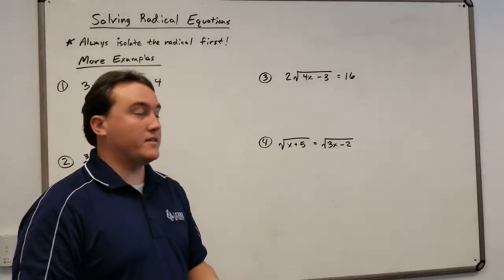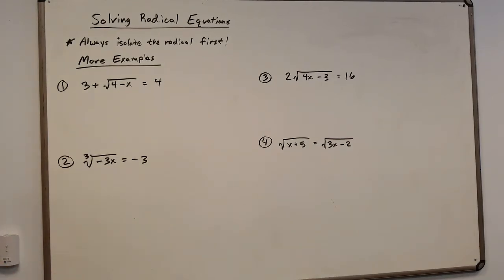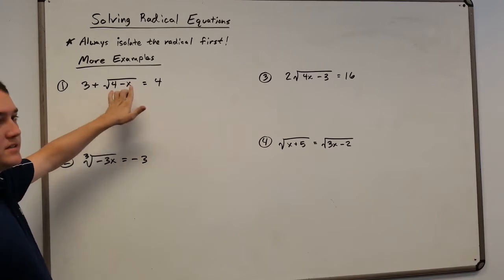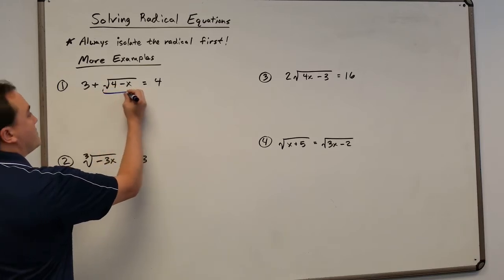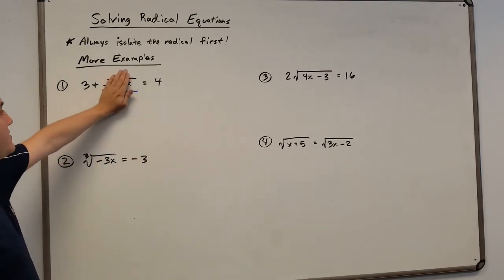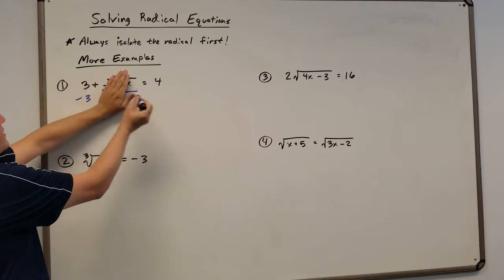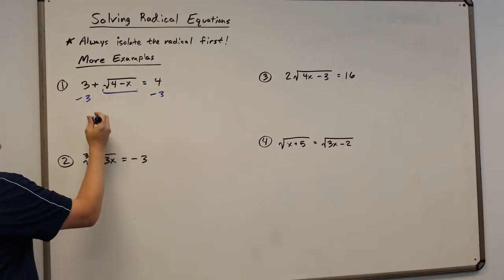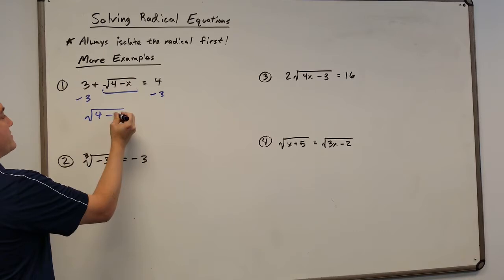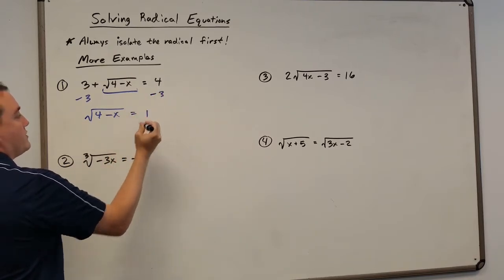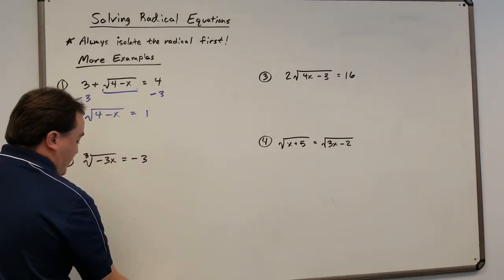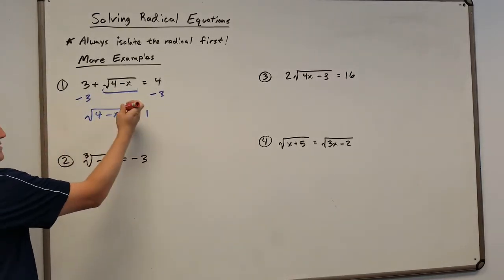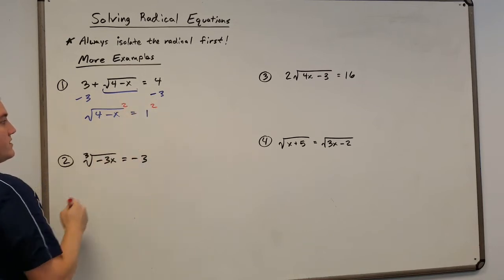Alright, so some slightly harder examples. We have some stuff outside of the radical. Like I said, you always have to isolate the radical first. So we want to get this by itself. As if it were x, we're just going to subtract 3 from the other side. So we get the square root of 4 minus x equals 4 minus 3, which is 1. And then we go on to the first step I showed you earlier. You just square both sides since it's a square root, and then solve the equation we get.